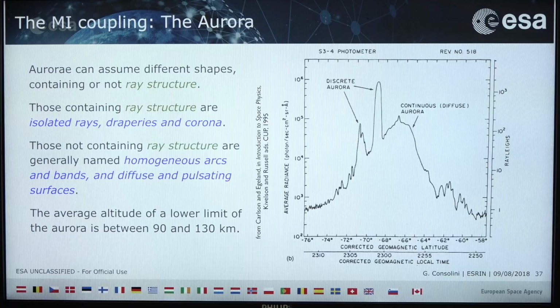This is a difference in the emission. This is a satellite just crossing and measuring the light emission. You can see that this is the part due to the diffuse aurora, while these are the discrete aurora generated by rays or things like this one.